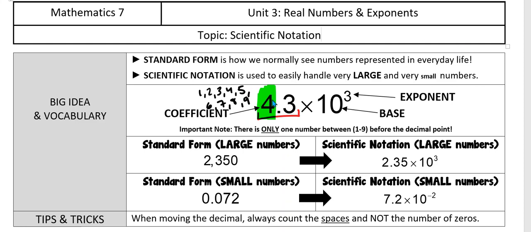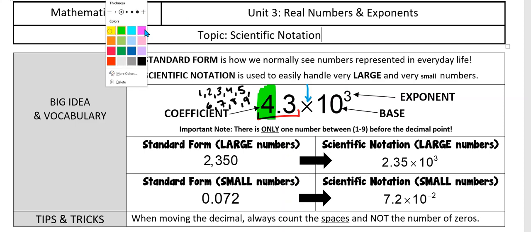So this first number here has to be between 1 and 9, and there's only ever going to be one digit before the decimal point. We can have as many as we want after the decimal point, but there's only ever going to be one beforehand. So that coefficient has to be between 1 and 9. Then it's always going to be multiplied by some power of 10. So we're always going to write some number times 10 raised to what we call an exponent here.